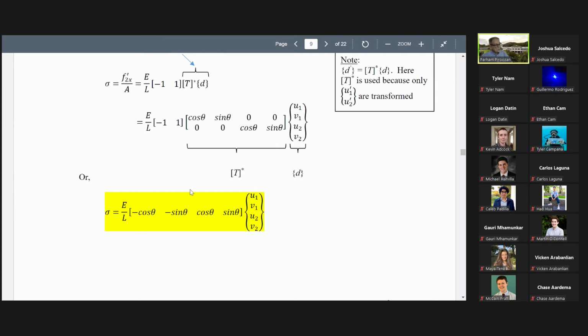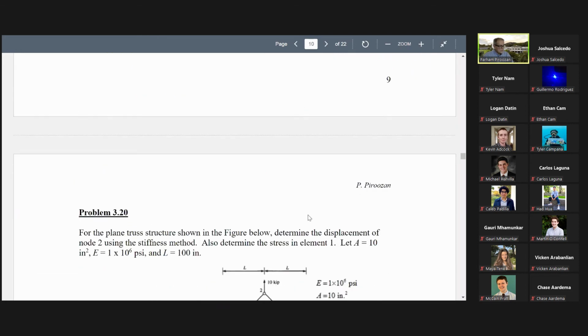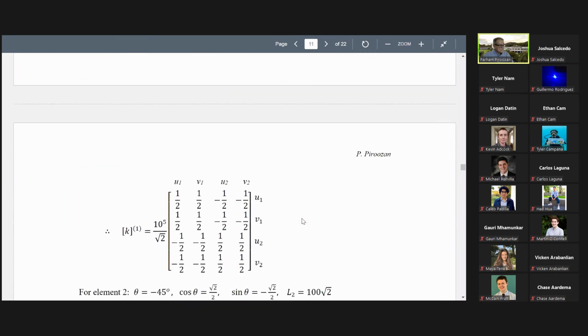FEMAP used this for post-processing because now displacements are found. FEMAP uses this one simply to find stress. I want you to use this formula. Tell me what is the stress in element 1. So let's go back to our problem here.